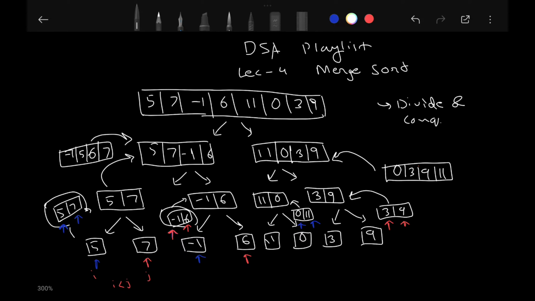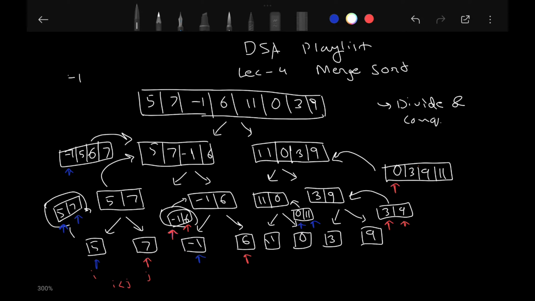So now the comparison will take place between two arrays, this array and this one. I hope you guys got it clear. Now we are comparing these two again with the pointers i and j. i is pointing here and j is pointing here. Which is smaller, i or j? Definitely i is smaller. So -1 is put. Now second, yes, -1 is put.